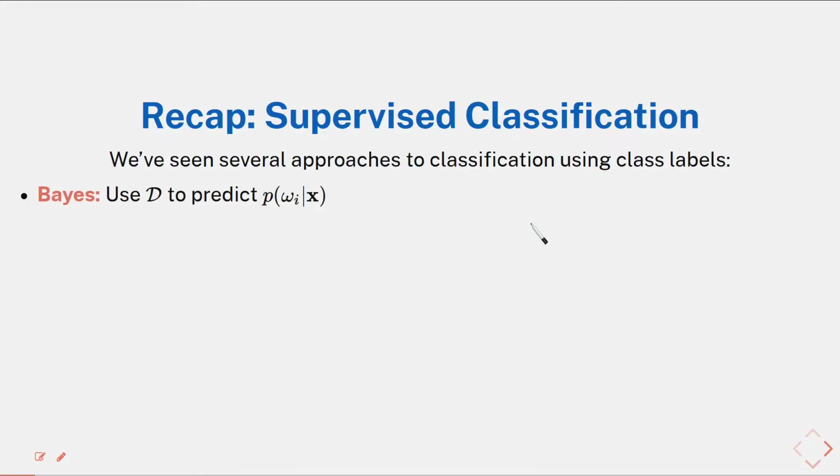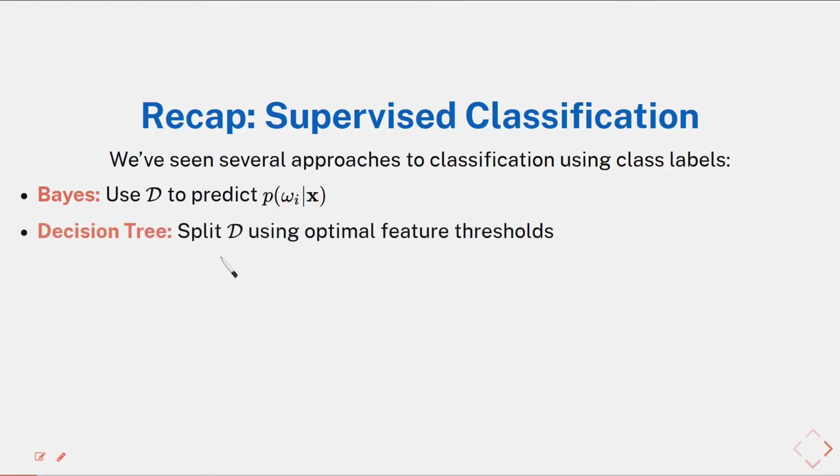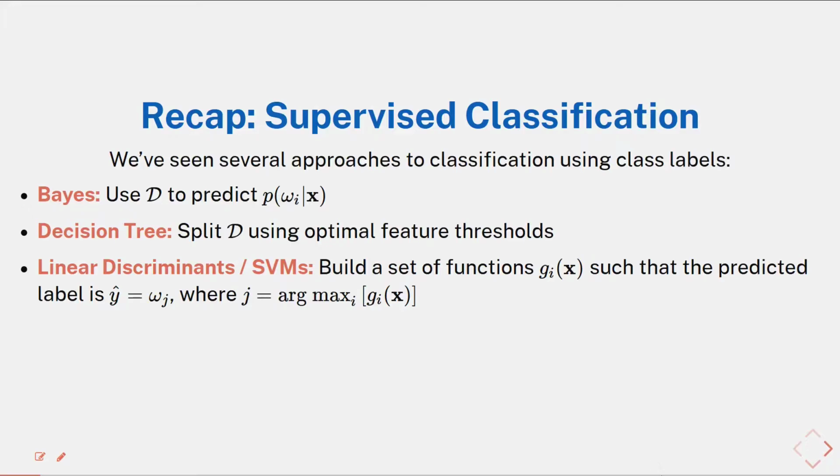So in Bayesian statistics, we use our dataset to predict the probability of observing a particular class given that we've measured its feature. For decision trees, we split our dataset using optimal feature thresholds. These are the branching points, and we discussed various ways that you could select optimal feature thresholds as you build your tree. In linear discriminants, we build a set of functions, which we denote by G. And we have one of these functions for each class that we're interested in. And the predicted label is omega sub j, where j is the associated index of the largest discriminant function.